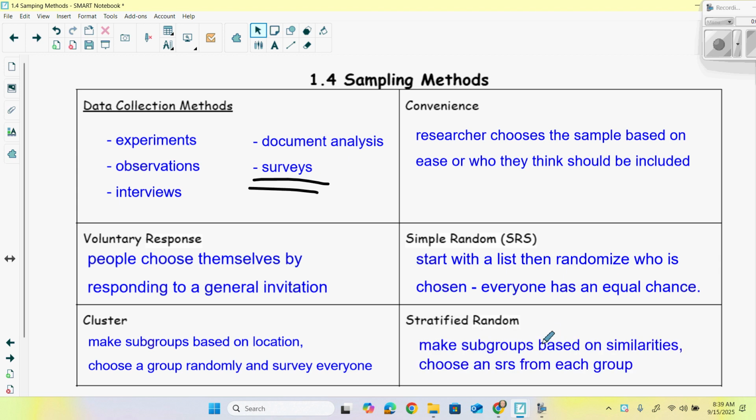And then finally, a stratified random, we make subgroups based on similarities or certain characteristics. I think I like the word characteristic better than similarities. And then we do this simple random sample for each group. So this is a good one. This is even better, okay?